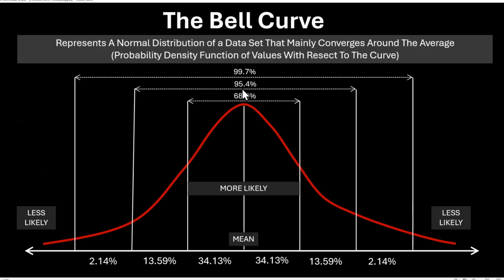And for three standard deviations, 99.7% of all values should fall. Not guaranteed, but should fall within three standard deviations on either side of the bell curve, or what I call the normal distribution. If you don't want to think about standard deviations, just think of the percentages.